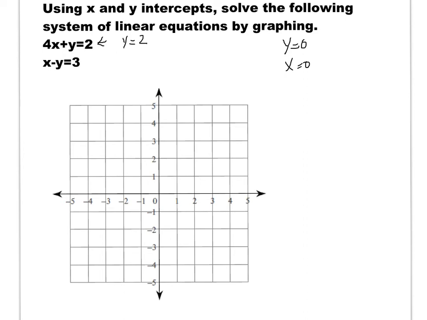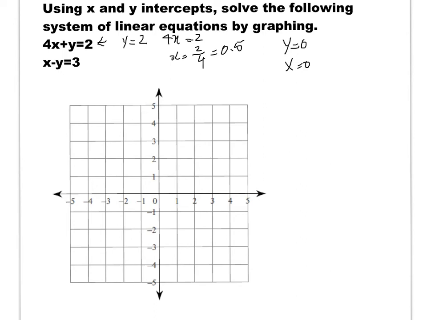For the x-intercept, I set y equal to 0, so I get 4x plus 0, which is 4x, equal to 2. So x is going to be 2 over 4, which is going to be 0.5. And then I plot these 2 points and then draw the line.